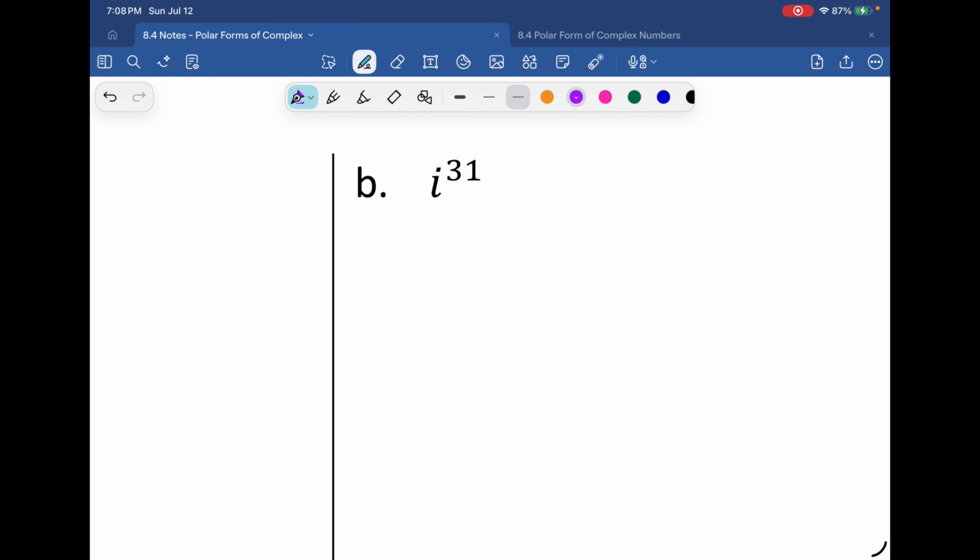Okay, i to the 31. Now, I'm not going to write all the i's or the 4ths on this one. We're going to take 31 and divide it by 4. All right, well, that's 7. That means I have 7 i to the 4ths.